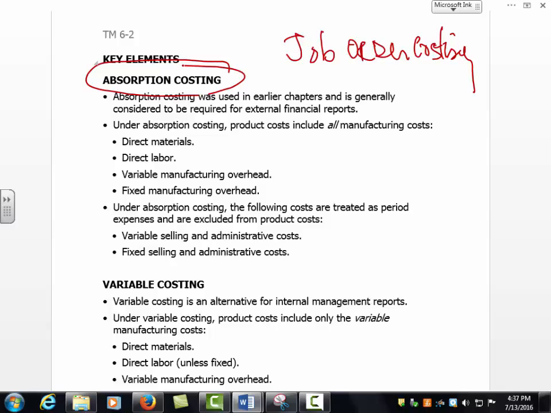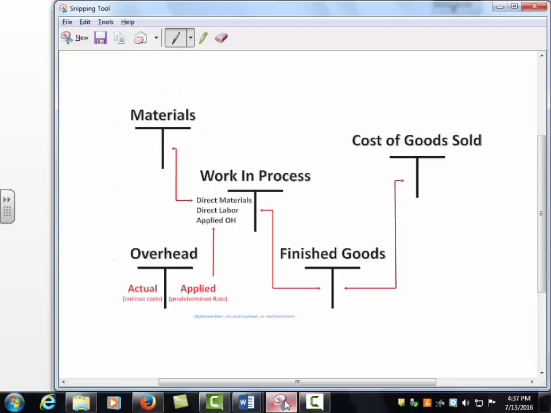And it's mandatory that you use this method, but there's an alternative method called variable costing, and what we want to do is examine why it exists and why it's important and what value it has. So I did a screen capture from a different slide, different handout, and I think this works to get the point across here. When we studied job order costing, we had materials.